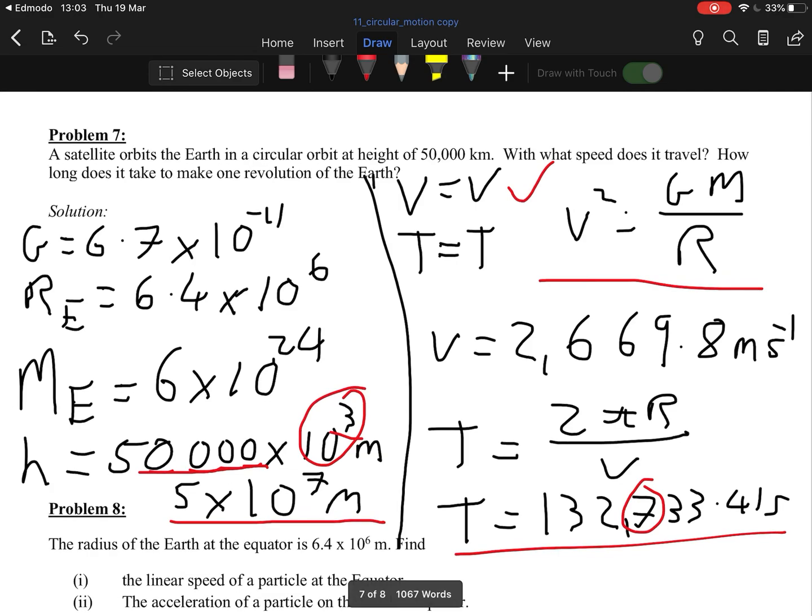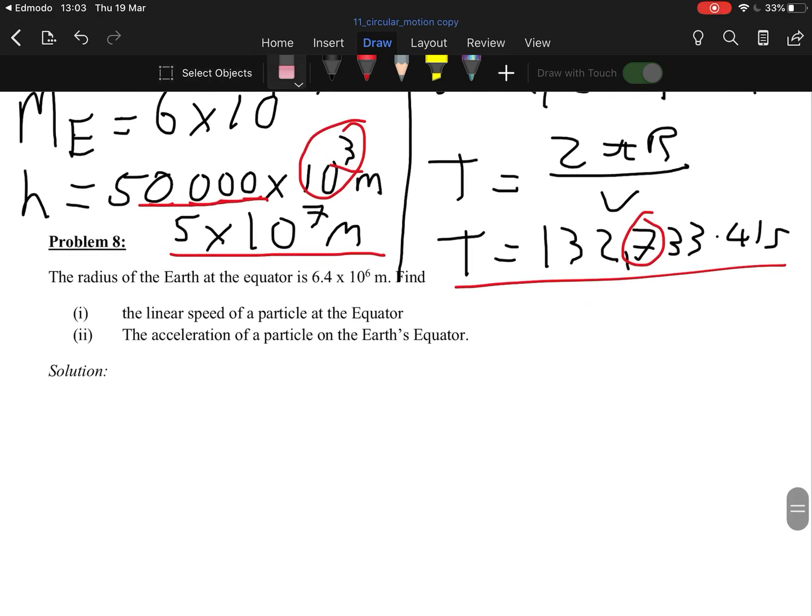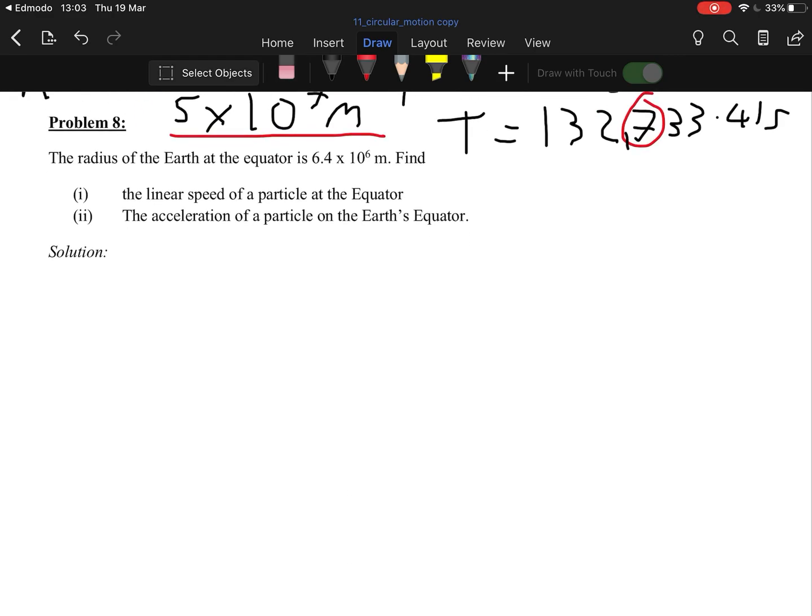Okay. Now we'll move on up to the second question. So some of you probably found that pretty straightforward. The radius of the Earth at the equator is 6.4 by 10 to the 6. Find the linear speed of a particle at the equator and then the acceleration of a particle on the equator.